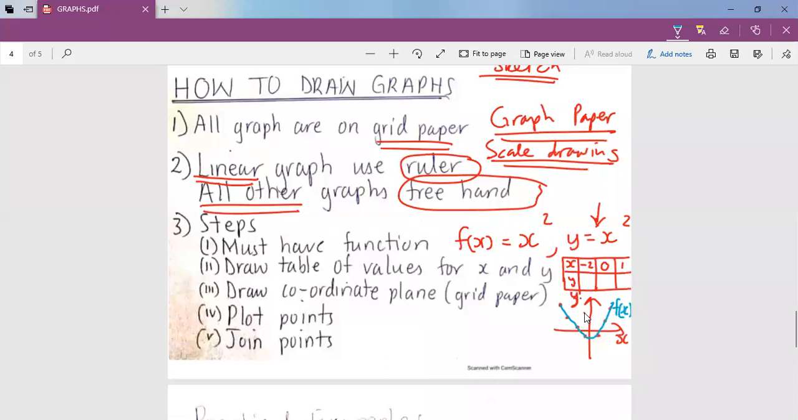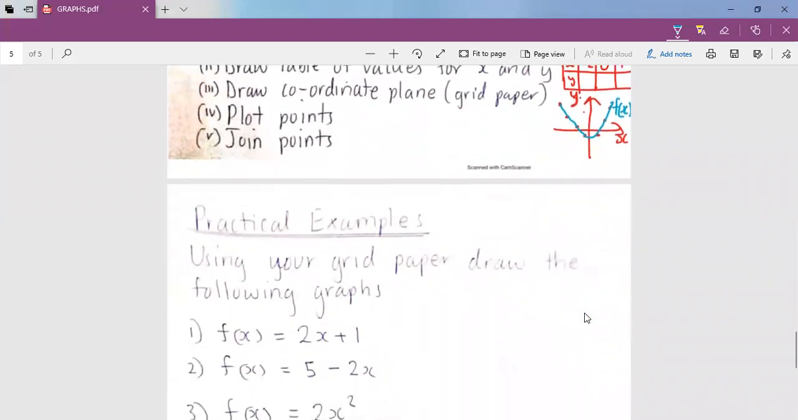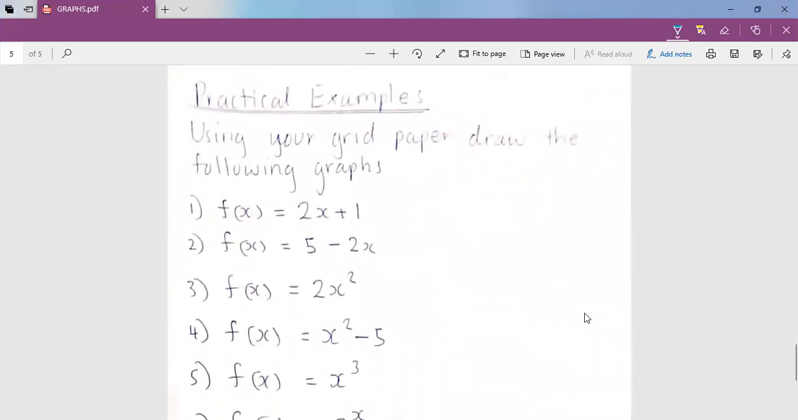So this is how we draw the graph. Step one, you must have a function. Step two, you must draw a table value. Step three, you must draw the coordinate plane because you have to use graph paper. Step four, you must plot the points. And then step five, you must join the points. So from our next class, we shall see how we draw the graphs.